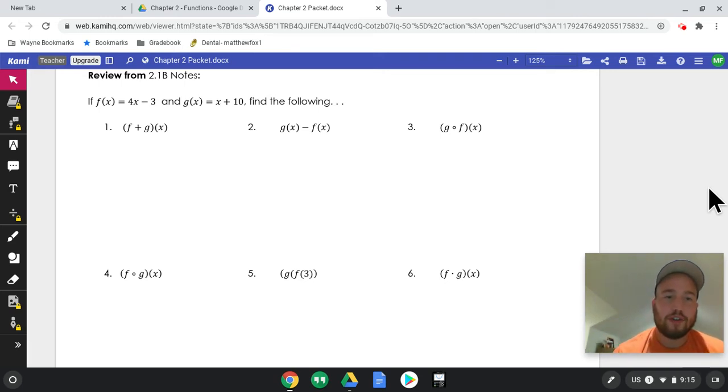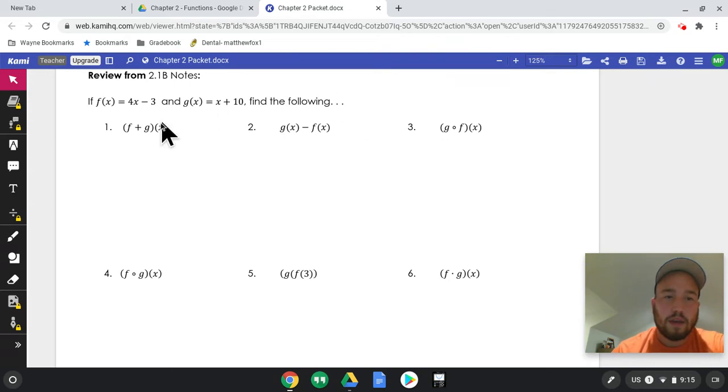So today we are going to start off with a little review. If you go to the next page of our packet, you'll see up here it says it's a review from 2.1b notes, what we did last week. So if I were you, I recommend pausing this video and giving these a try. I'm sure not all of you are going to do that, but if I were you, to get the most out of this, that's what I would do.